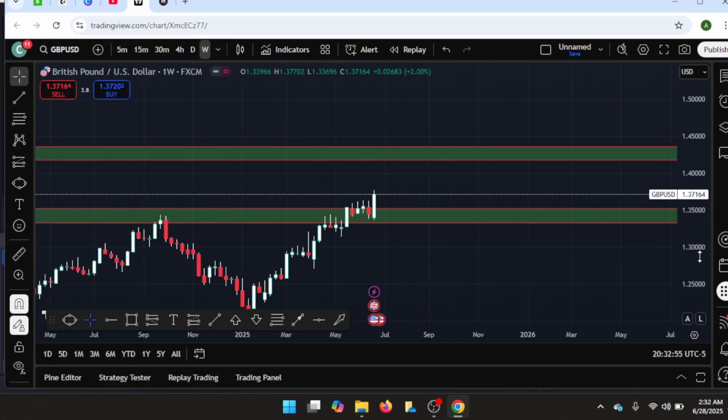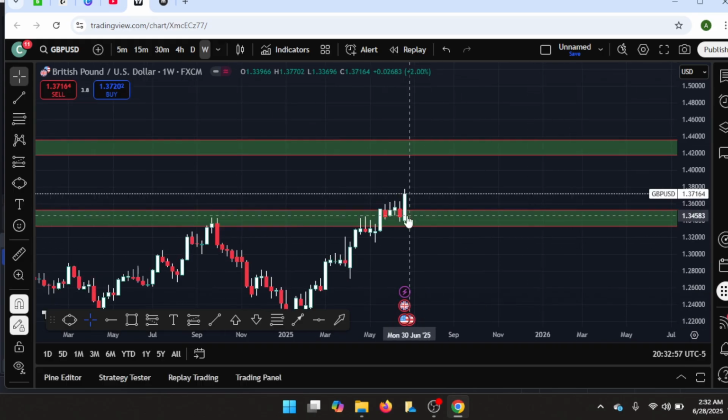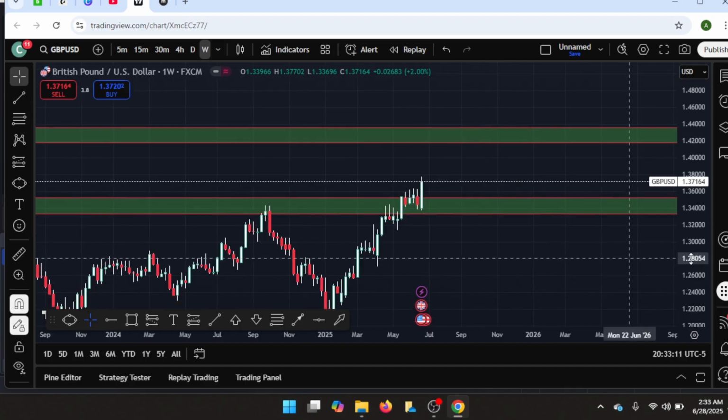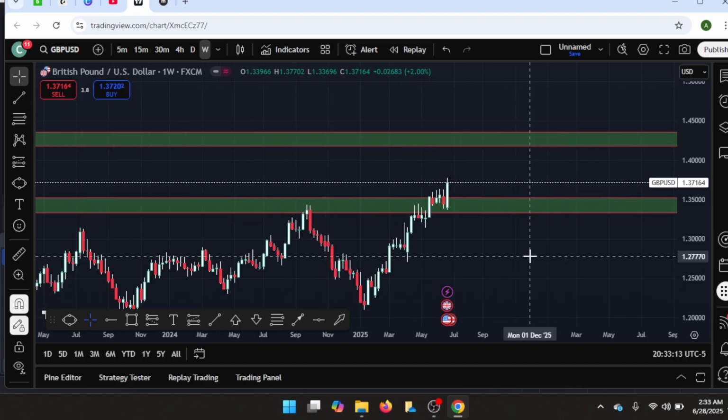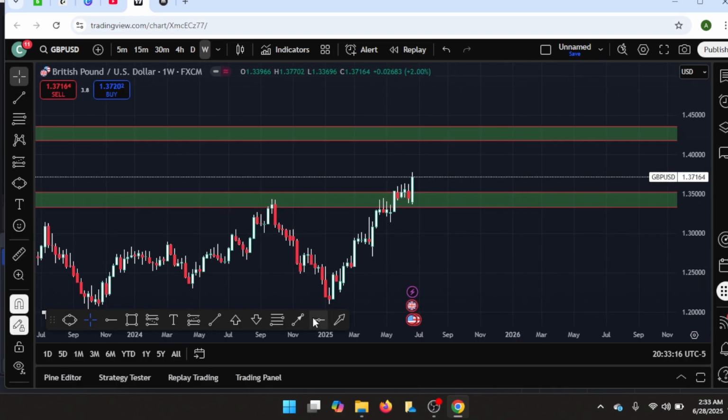This week, GBP closes strong. Can you see how healthy this weekly candle is? Can you see? Traders, can you see? What does that tell you? This new week, we'll be looking for serious buy. Don't even think of selling.